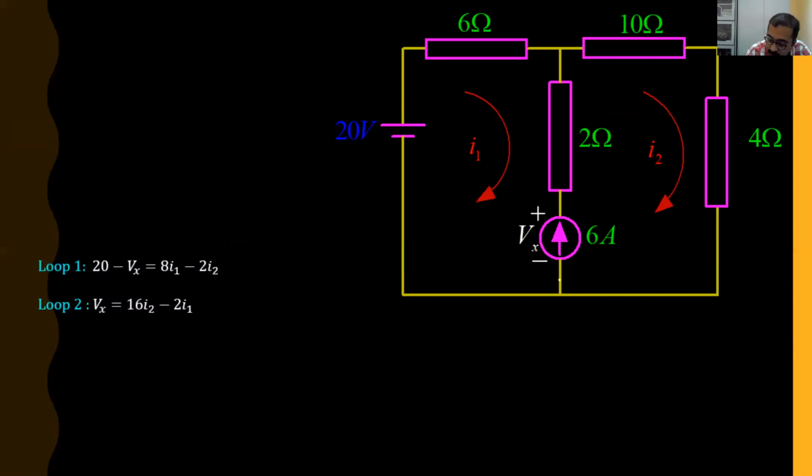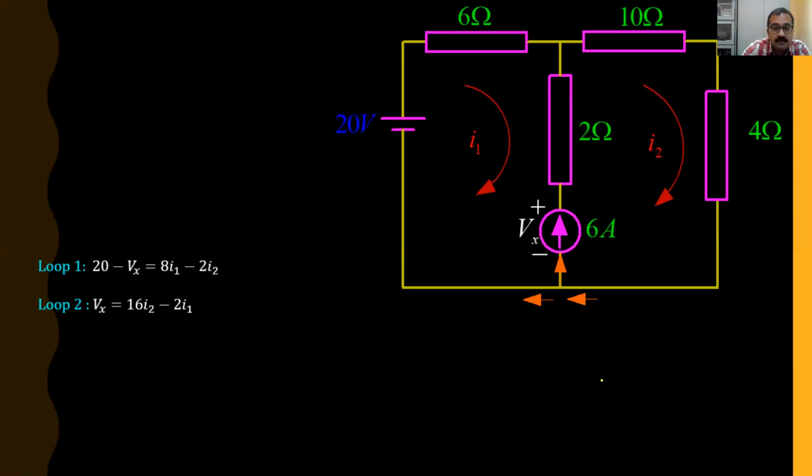So now you see this current source is common here. Okay. So how can we apply KCL at this node? See, I2 is entering this node. What about I1? I1 is leaving. And what about this current that is also leaving? So if you apply KCL at this node, what will you get? I2 is entering, and 6 and I1 are leaving. So I2 equals 6 plus I1.